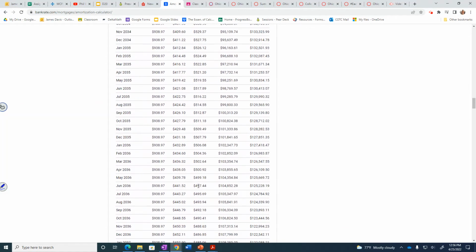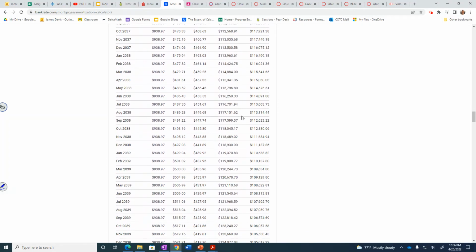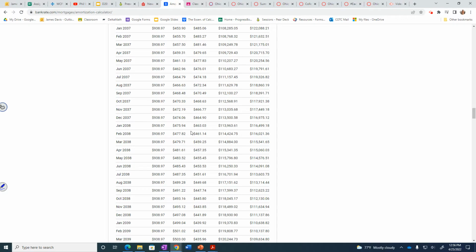So eventually you get down to about, let's see, past it here, right here is where it flips. Okay, so here is where you start actually paying more towards the principal than the interest. So it isn't until October of 2037, like 15 years later, that you actually start paying more towards your loan than you do in interest. So halfway through the loan, and you still have $117,000 left. So you've only paid off about $62,000, and you still have that much left.